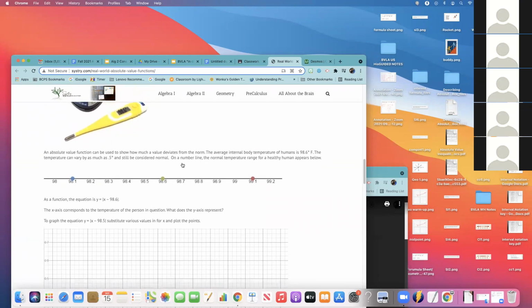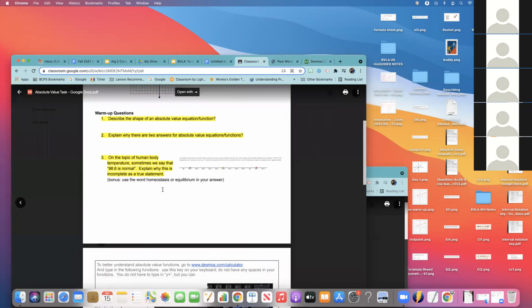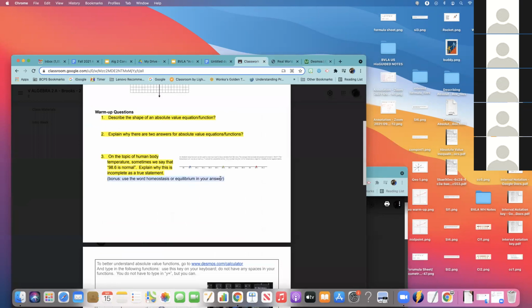And I don't know if you guys remember biology, but there's this word homeostasis. And so I say there's extra bonus points if you use the word homeostasis or equilibrium. And so, math is the underlying foundation of science.